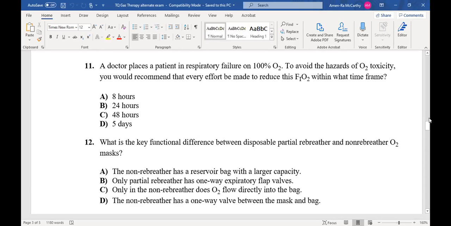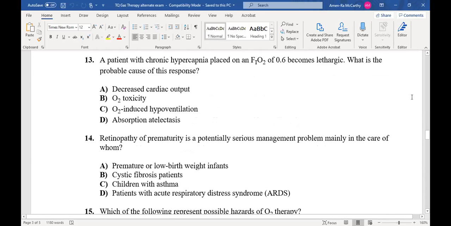Number 12, Kayla, what is the key difference between the disposable partial rebreather and the non-rebreather mask? D. The non-rebreather has a one-way valve between the mask and the bag. Exactly. Good.